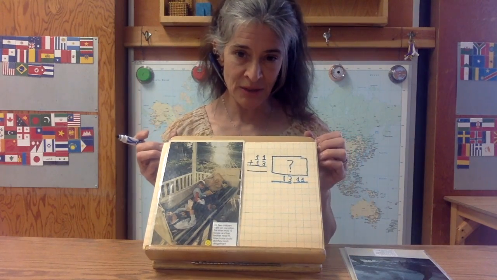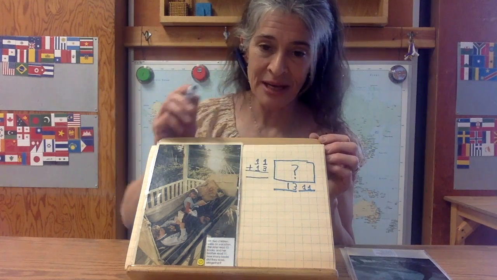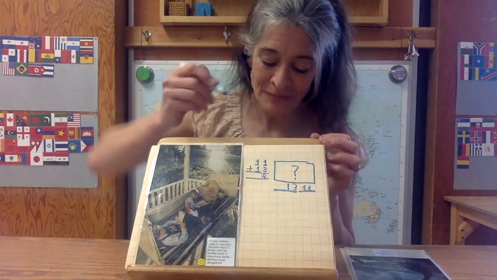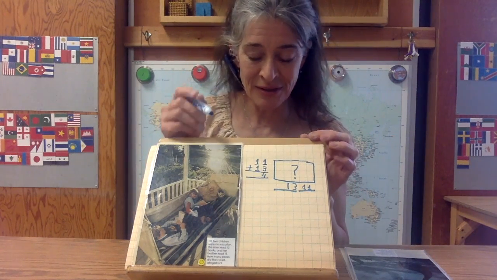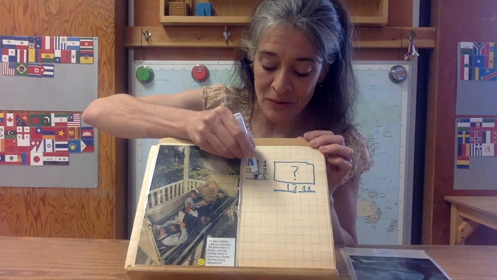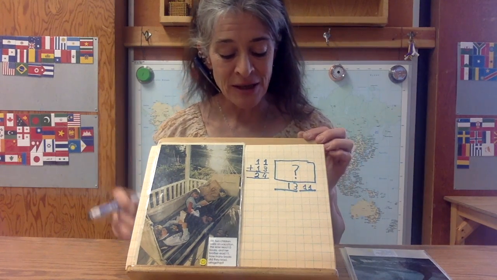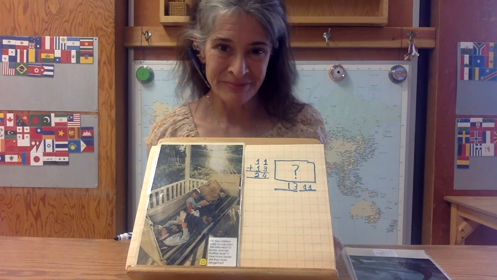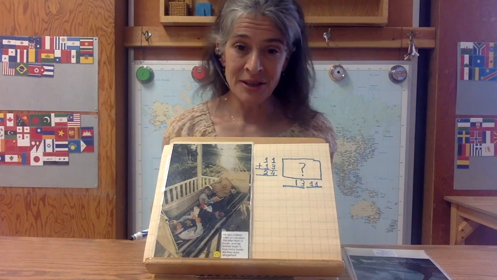And we're going to add units first. 1 plus 3, 4. And now the tens. 1 plus 1, 2. And our sum is 24 books. Let's look at another problem.